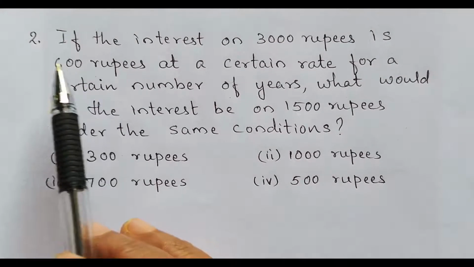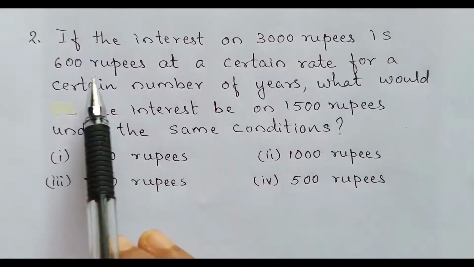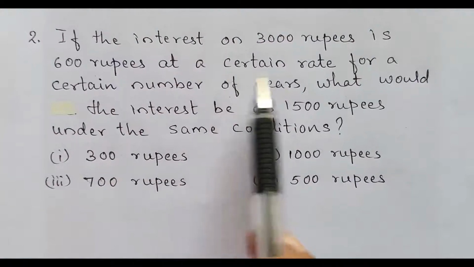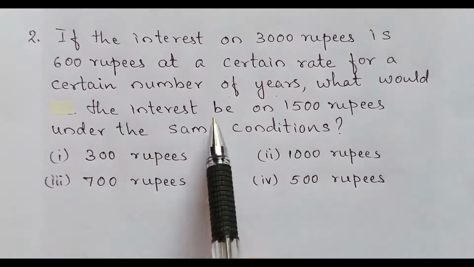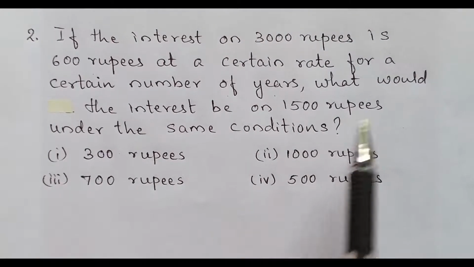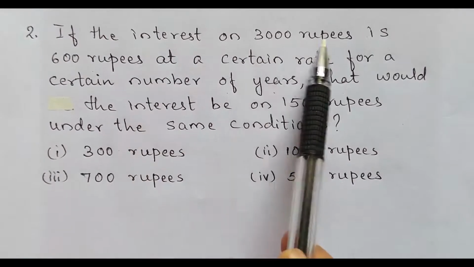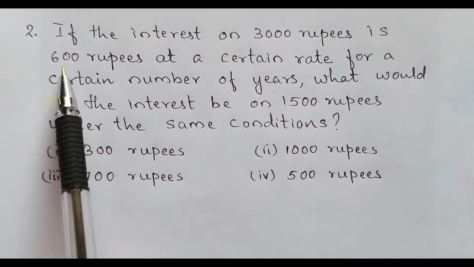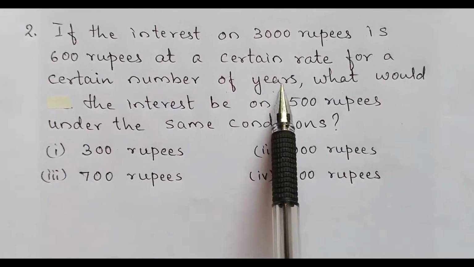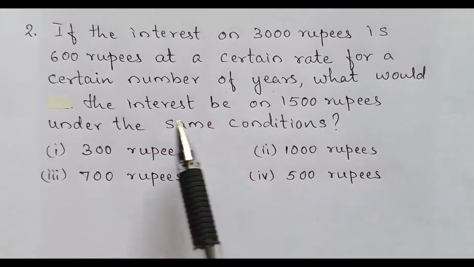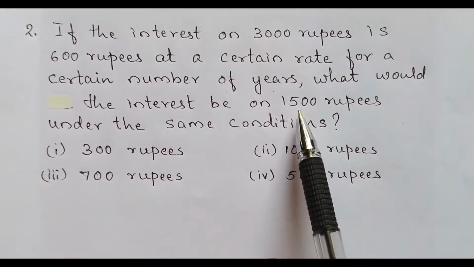Now let's see the second question. If the interest on 3000 rupees is 600 rupees at a certain rate for a certain number of years, what would the interest be on 1500 rupees under the same conditions? Now here the principal is given, 3000 rupees, and the interest is 600 rupees. The rate of interest and the number of years are same. Now the question is, what will be the interest received on 1500 rupees?